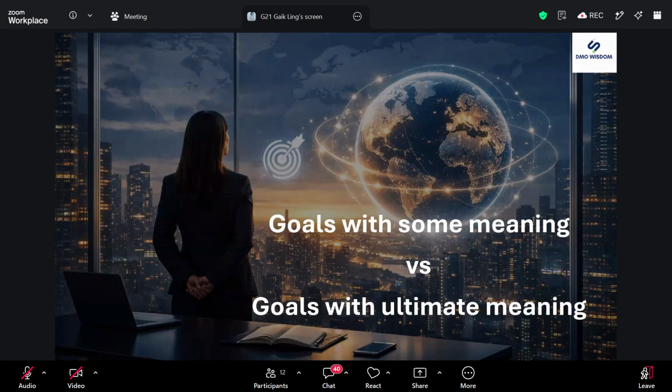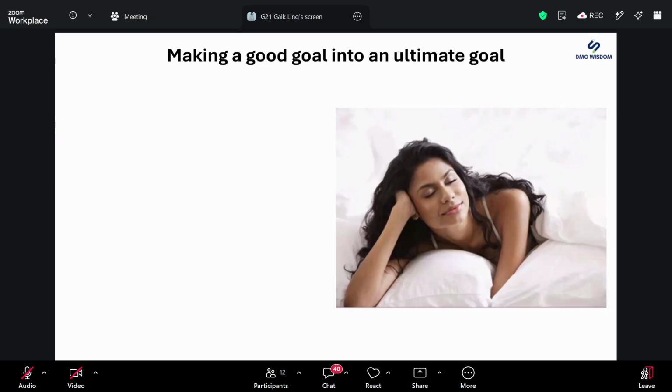Now, how do you turn a goal with some meaning into an ultimate goal? A goal with some meaning, we said, is a good goal, because you are not harming others, right? You didn't cause others trouble, and you actually pay your employees and things like that. You are reasonably good. But how to make it an ultimate goal is what we want.